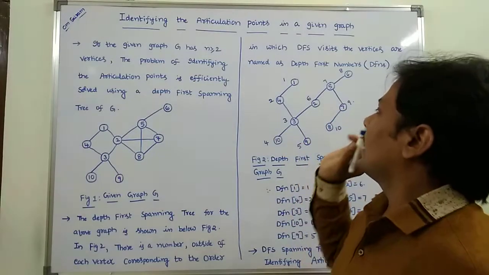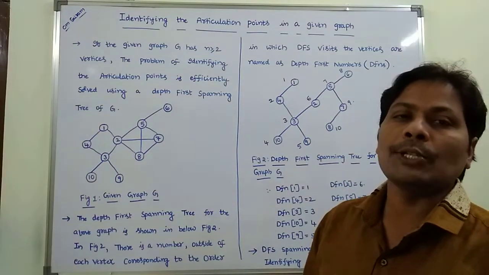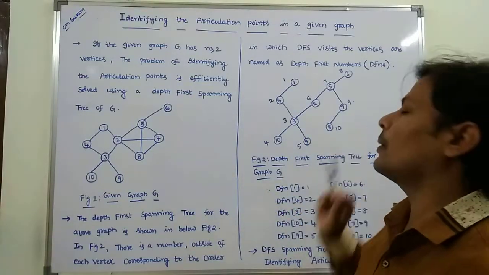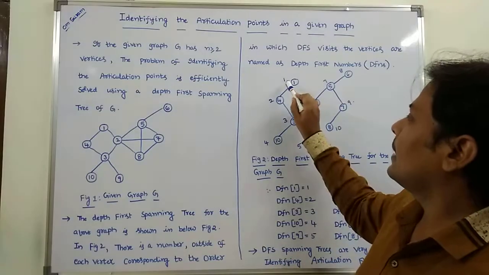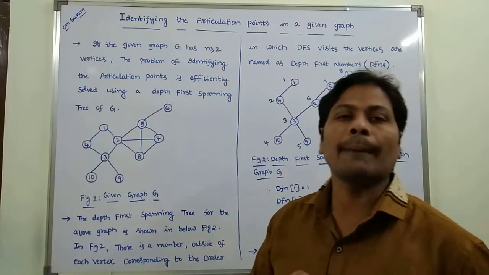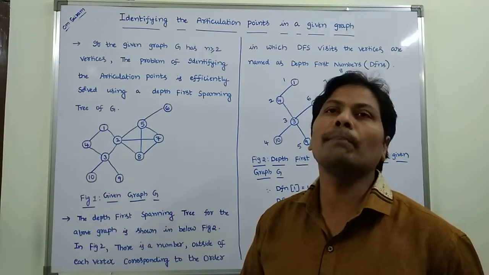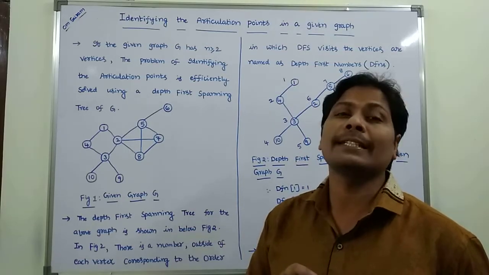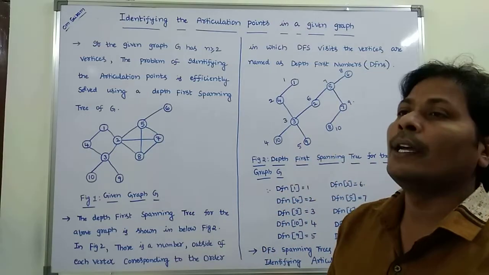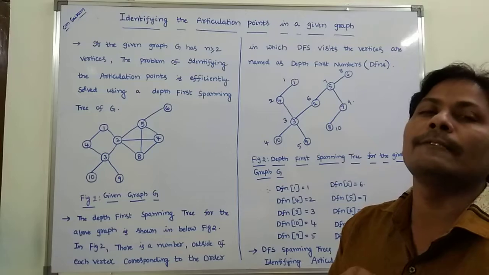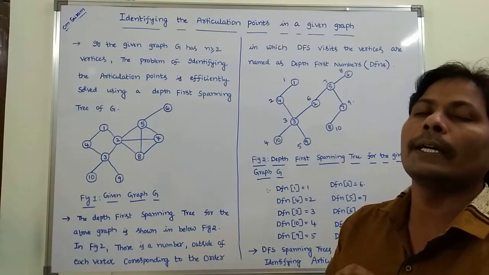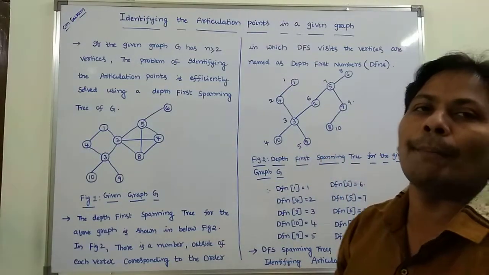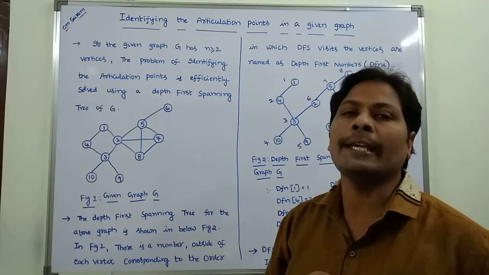Here there is a number outside of each vertex in the depth first spanning tree, shown in this figure. This number is called the depth first number. The depth first number indicates the order in which DFS visits the vertices of the given graph G, and it is represented by DFN.